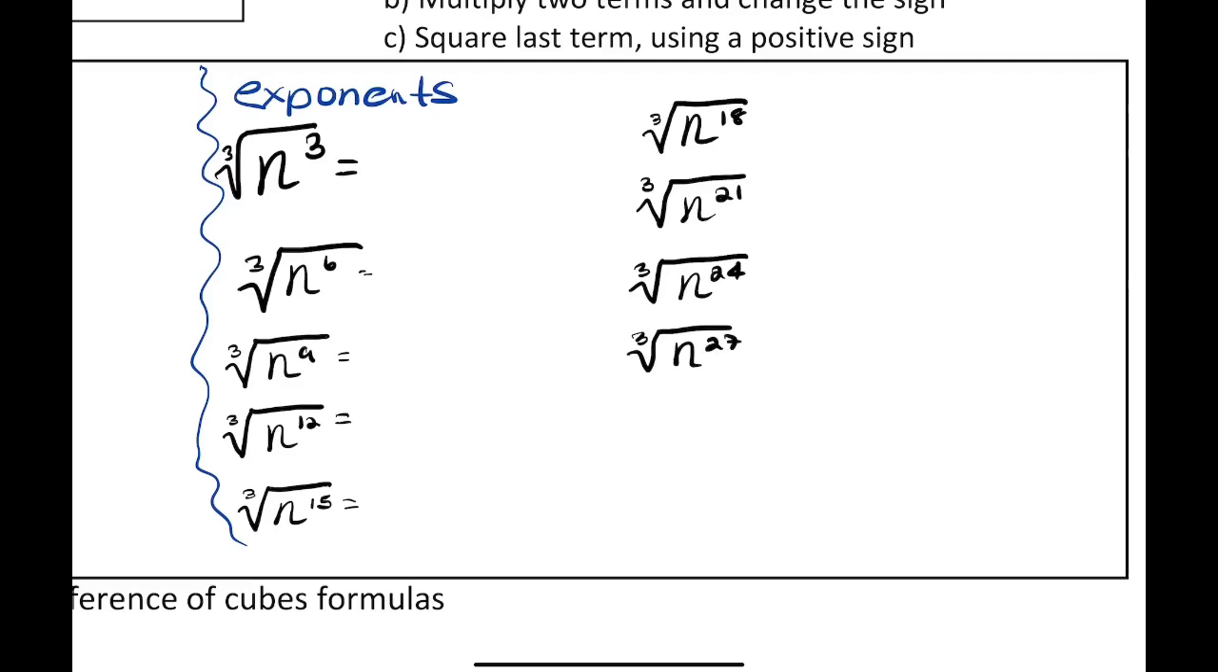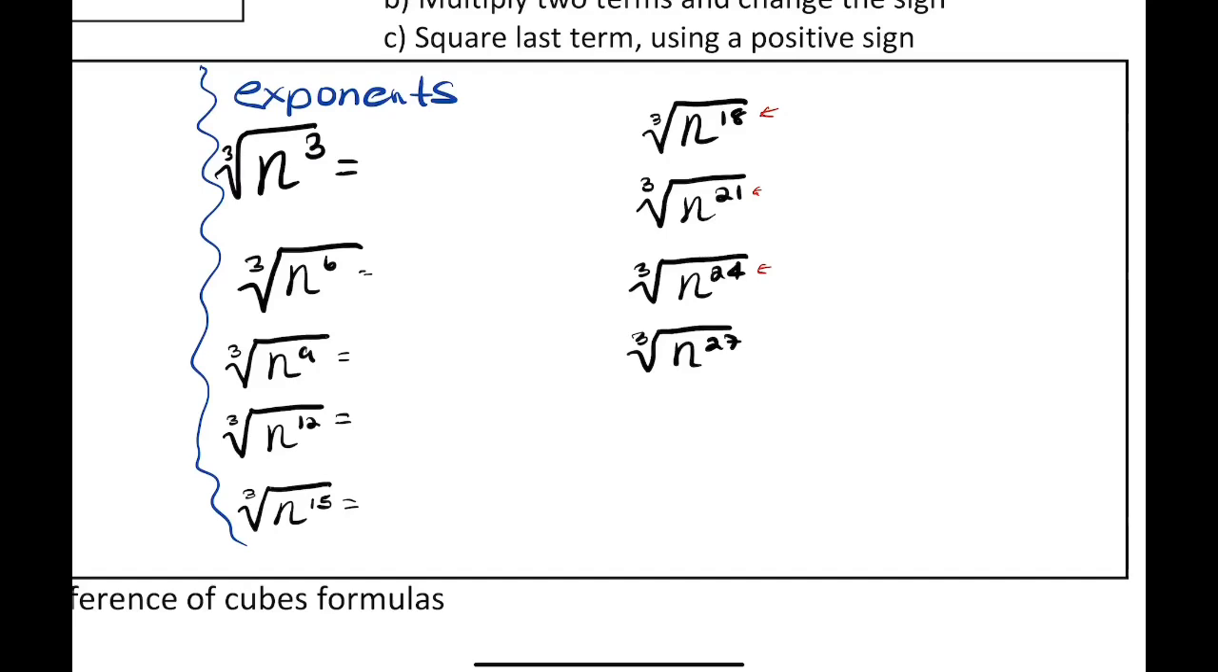Okay, so maybe at this point you're getting what's going on there. You're catching my drift as to what makes exponents perfect cubes. Because it's obvious that a lot of these numbers are not perfect cubes. 6 is not a perfect cube. There's no number times itself that equals 6. There's no number times itself 3 times that equals 18, or 21, or 24.